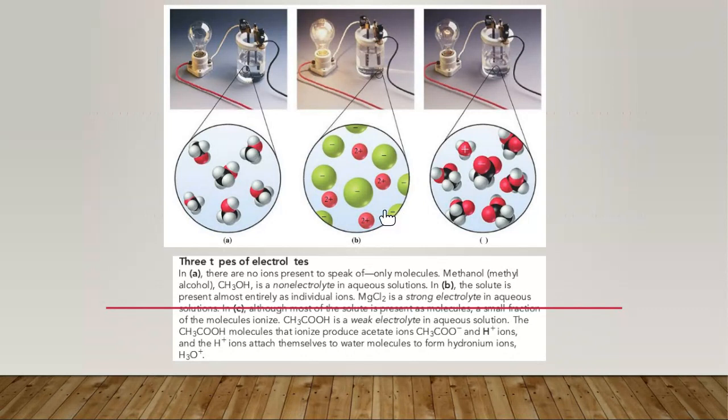And in B, we have lots of ions in this solution, for example, magnesium chloride, because magnesium 2 plus and chloride -1, and the lamp lights up brightly here, you see. And in C, there are a few ions here, the positive and negative. This is an acetic acid molecule, ions produced here: the acetate ions and the hydrogen ions, actually H3O plus. And these molecules are not ions, so this lamp lights up only dimly.